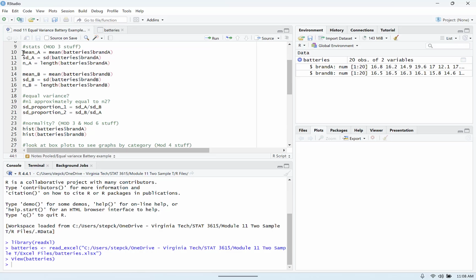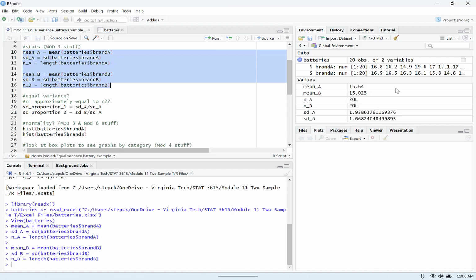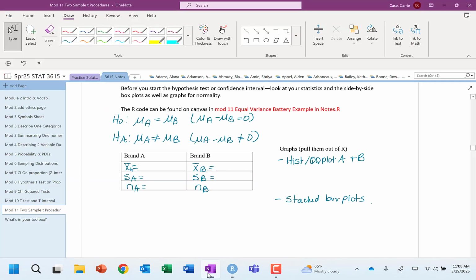So I have the mean of batteries brand A, standard deviation of batteries brand A, and sample size. I used length for batteries of brand A, and I did the same thing for brand B. So I'm going to run that code. And so I have my means, my sample sizes, and my standard deviations. So I can put that in the notes.